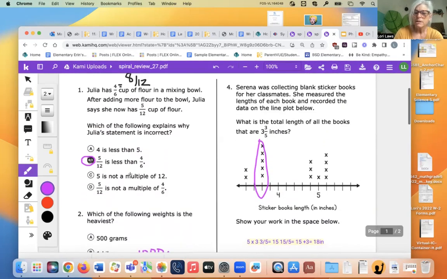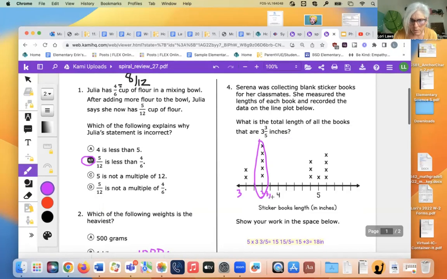Number 4, Serena's collecting sticker books. What is the total length of all the books that are 3 3/5 inches? Well, first I had to see what I am looking at here. I see the 4, I see the 5, I see 1, 2, 3, 4, 5 between them, so they're fifths. So this would have been 3 right here, and this is 3 1/5, 3 2/5, 3 3/5 is right here. So this is 3 3/5.